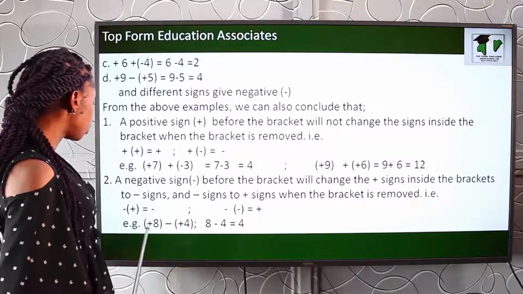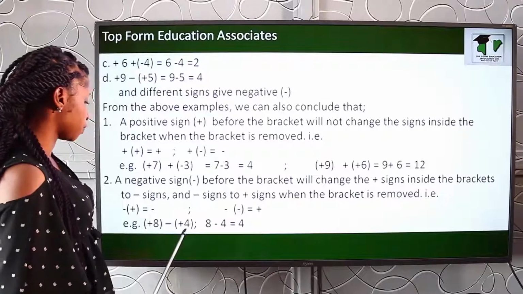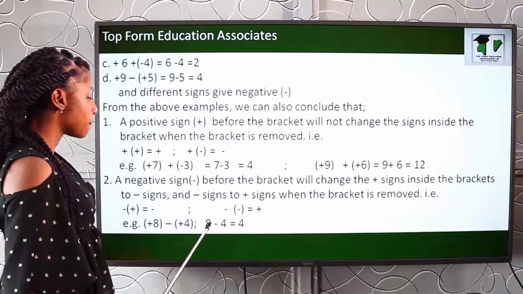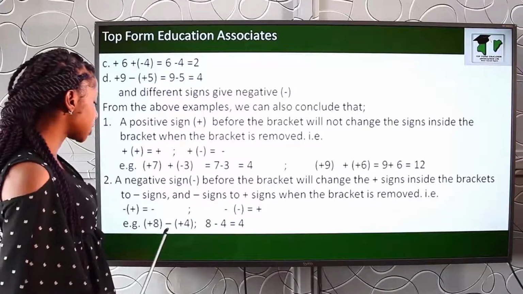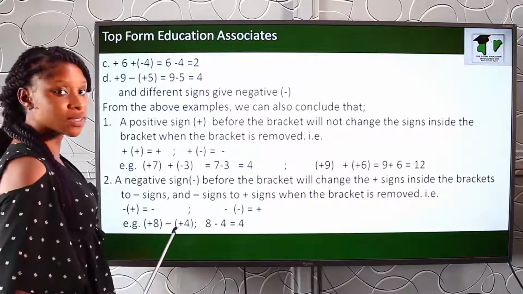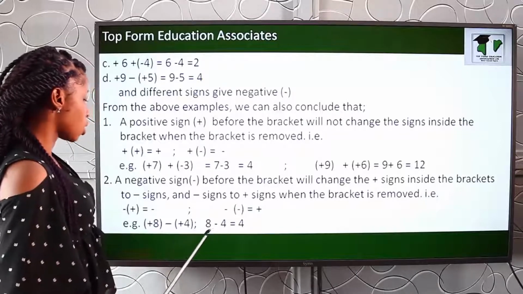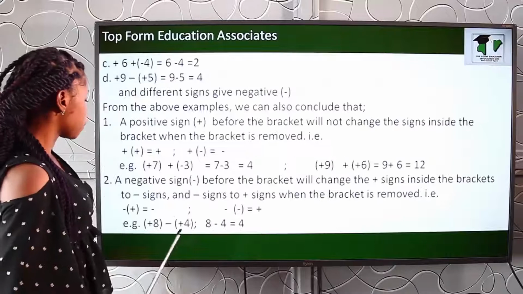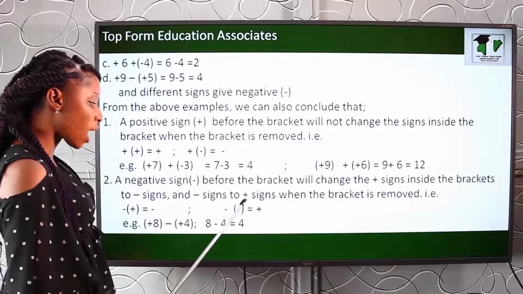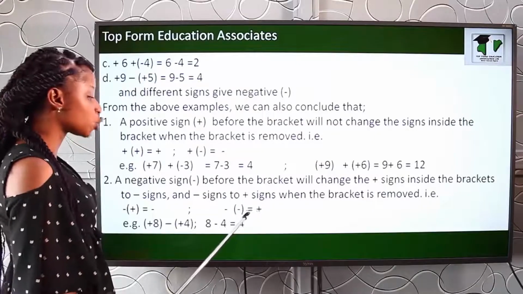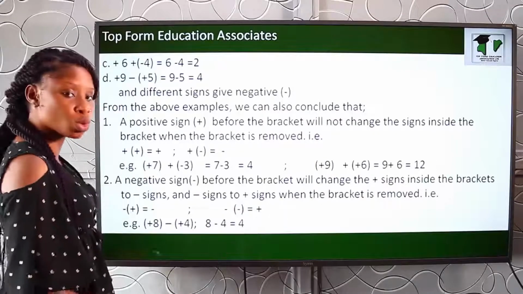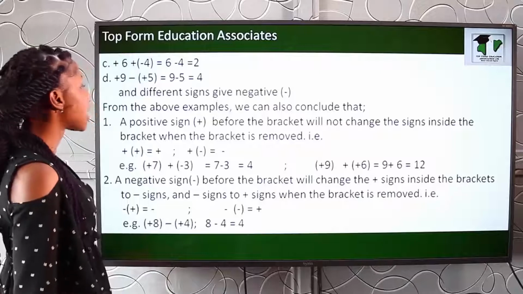Okay? Plus 8 minus plus 4. We have 8 minus 4. Okay, we have a negative sign here and we have a positive sign inside. So the negative sign changed the positive sign inside the bracket to minus. Okay, and also the negative sign outside a bracket containing another negative sign will change the sign to positive. Please, let's follow. Minus will change to plus. Okay, it's as easy as that.